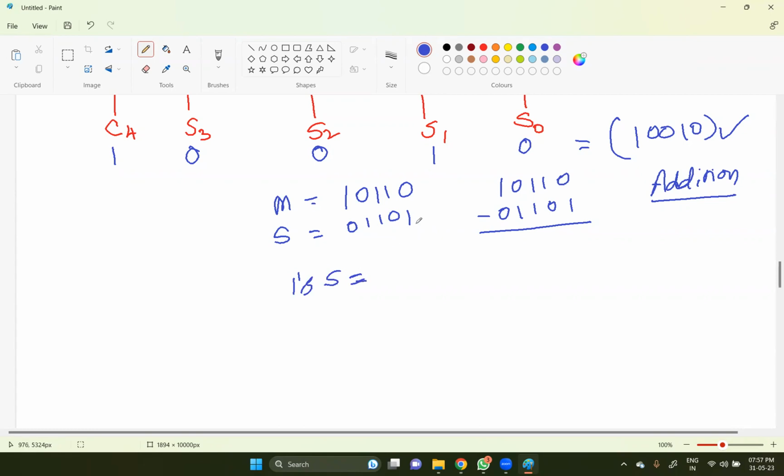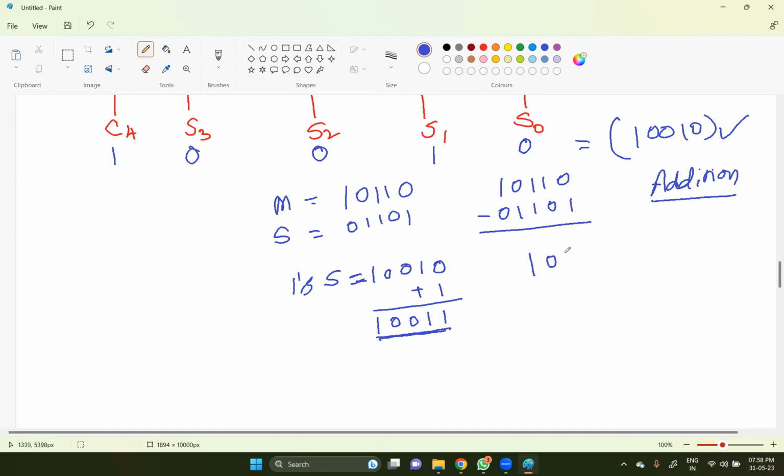So the 1's complement will be here it is 0, here it is 1, here it is 0, here it is 0 and finally this is 1. After getting the 1's complement, if you add plus 1, that will be considered as the 2's complement. So this is 1, this is 1, this is 0, this is 0 and this is 1. After getting this 2's complement value of the subtrahend, add this value to the minuend.